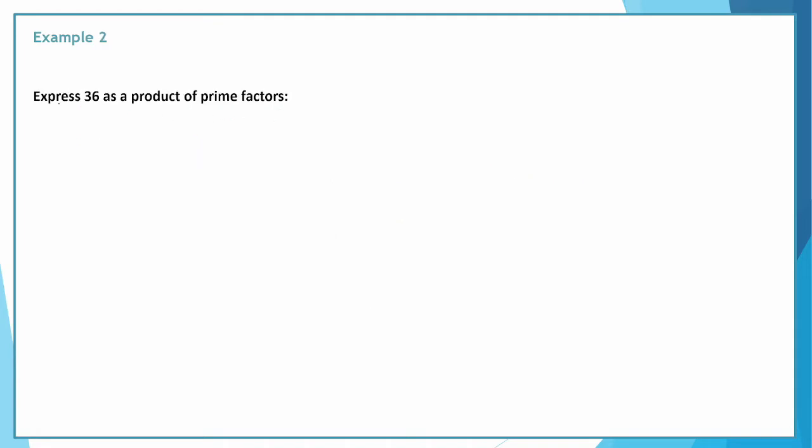Our next example says express 36 as a product of prime factors. So what is a prime factor? A prime factor is a prime number that goes into 36, and when you do 36 divided by that number, it gives you a whole number. So it's similar to the multiple example that we had in the last example. We're going to use the tree method to do this.